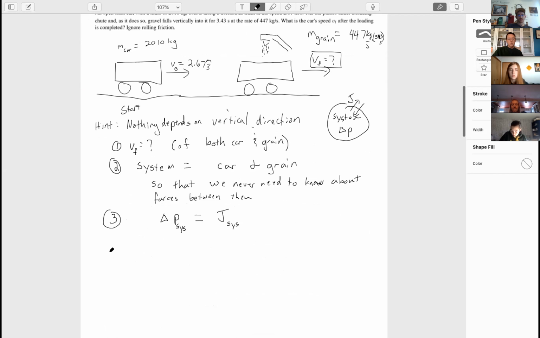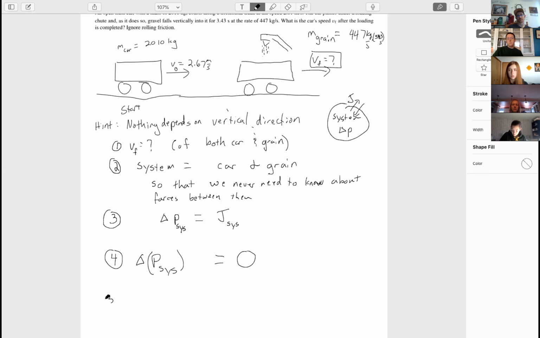Okay, so step 4. Well, I define the system so that the impulse from the outside world acting on the grain and the car, or the train in total, is 0. So I would have 0 equals the change in the momentum of the system. All right. That's my plan. So this is my key equation.